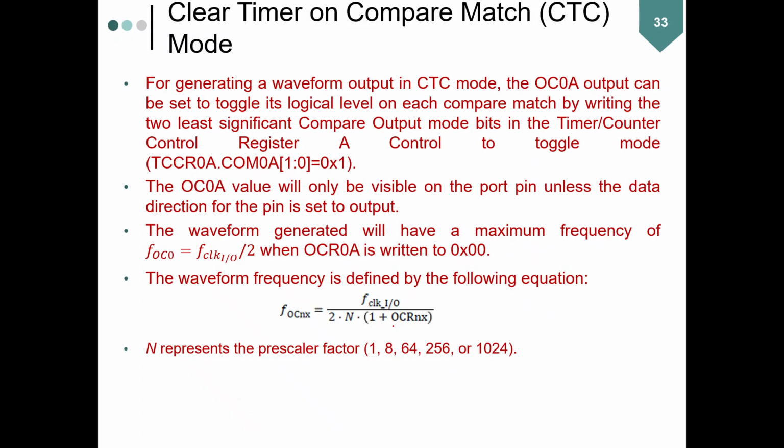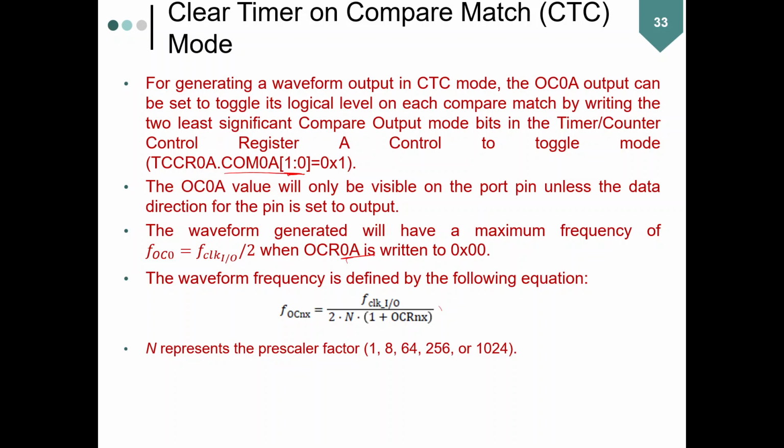So this is set using these two registers, the timer counter control register A and its bits COM0A1 and COM0A0. So these bits set the output compare 0 A, which is for the A module of the output compare. This value will only be visible on the port pins unless the data direction of the pin is set to output.